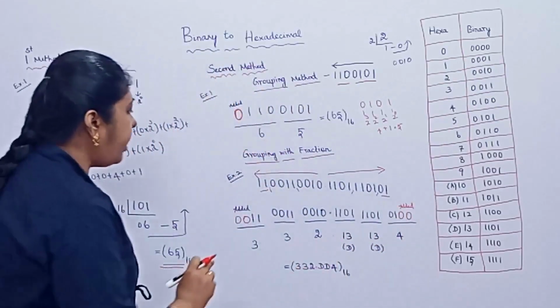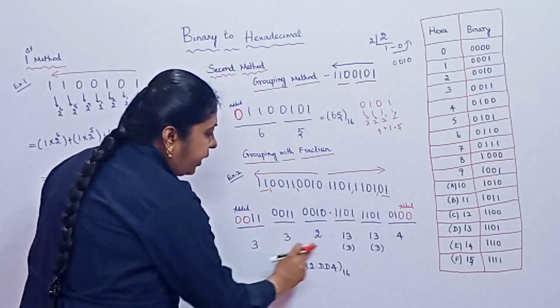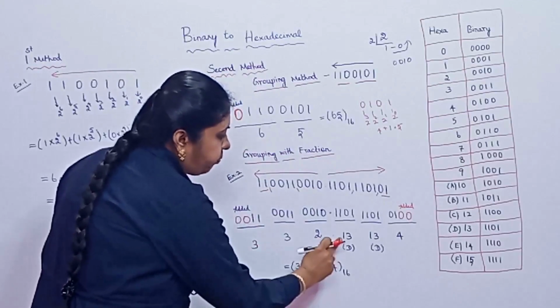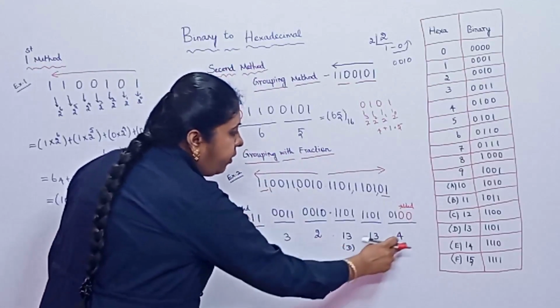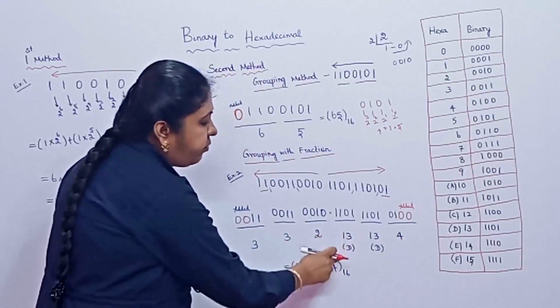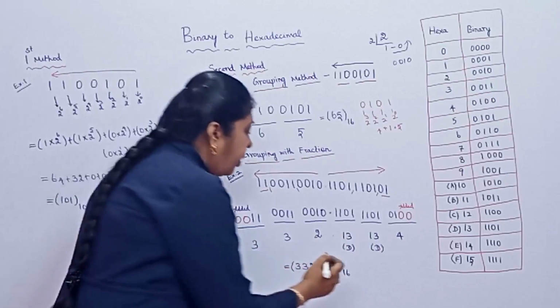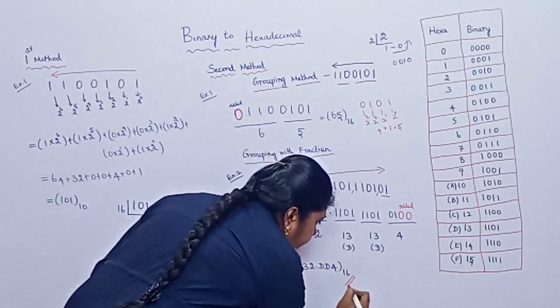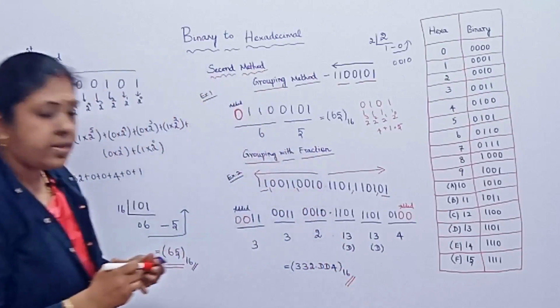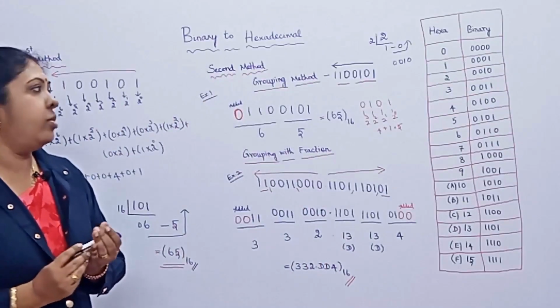So the final value is 332.DD4, where D represents 13. So 332.DD4 to the base of 16. This is the final value.